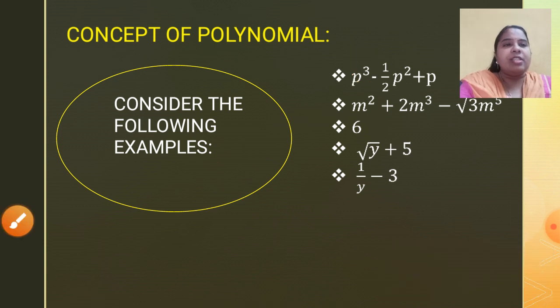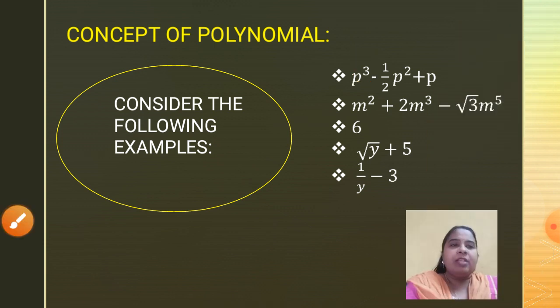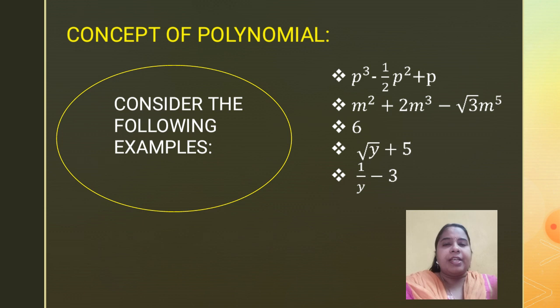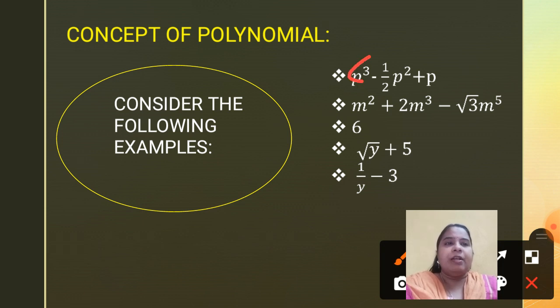The next question is m square plus 2m cube minus root 3 m raised to 5. Now what is the degree in this case? In the first case, the degree was 3. Second case, what is the degree? The degree is nothing but, yes, the highest number, 5. I hope you are understanding these examples. Look at the next one.